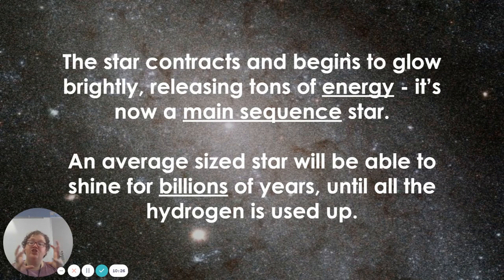The star contracts, so it's going to come together and it's going to begin to glow brightly, releasing energy. That energy comes from nuclear fusion. And now it's called a main sequence star. It's actually a star now, right? The average size star will be able to shine for billions and billions of years until all of that hydrogen is used up through that process of nuclear fusion. Okay, so we have nebula, protostar, main sequence star. Those three things will always be in the life cycle.